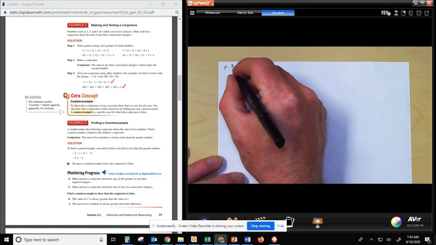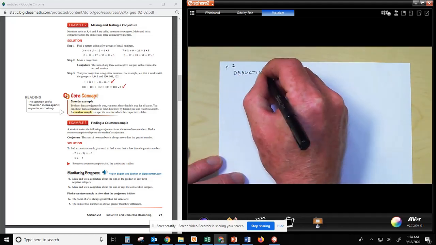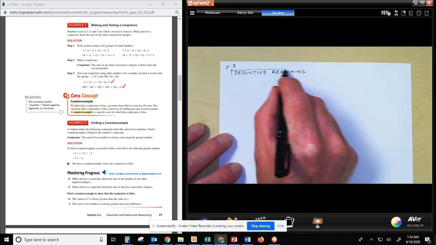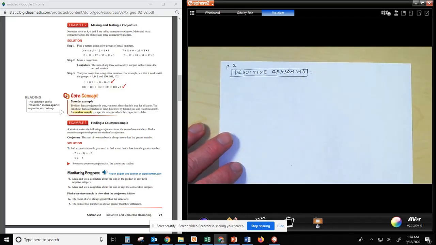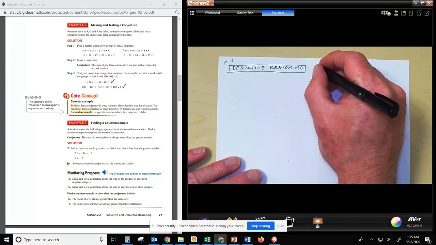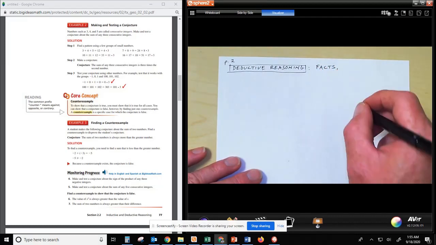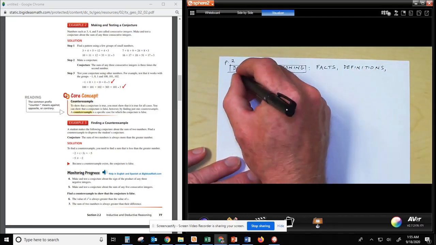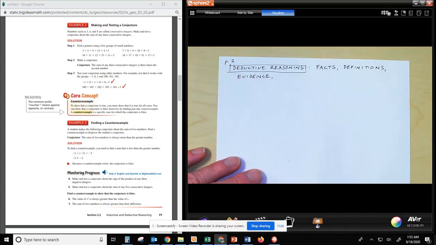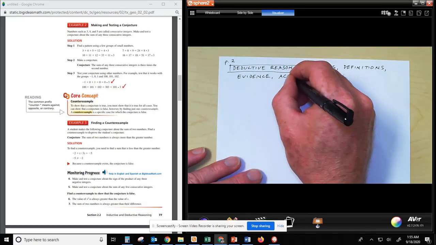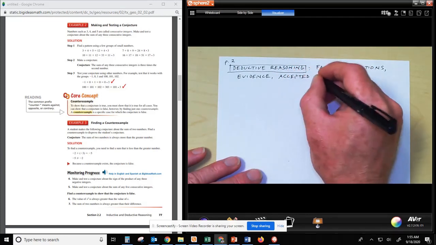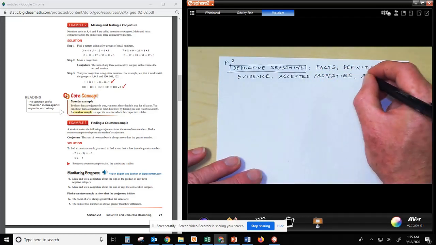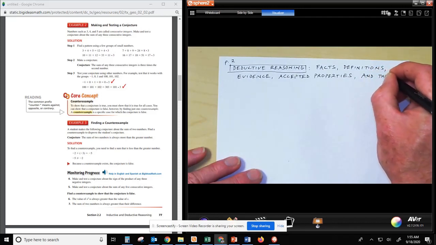And this is deductive reasoning. And I'm going to put my rectangle around it. Deductive reasoning, a different kind of reasoning. Based on facts, definitions, evidence, accepted properties. And here we kind of mean math properties. And this is why we practiced it last week, the laws of logic.